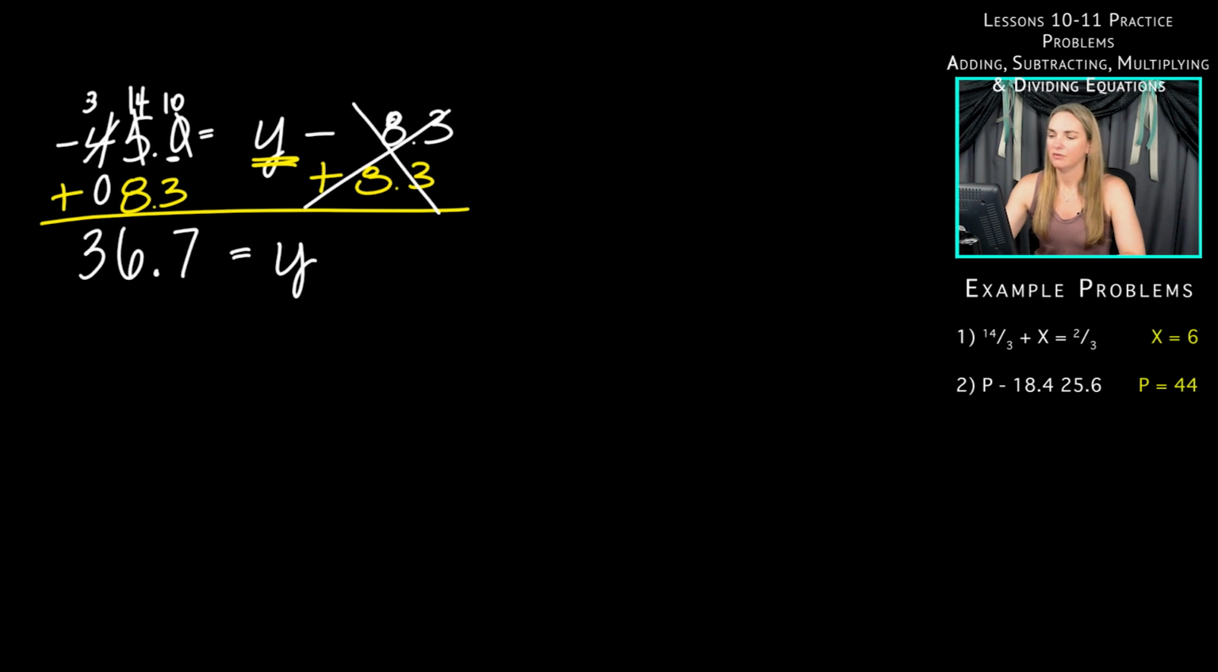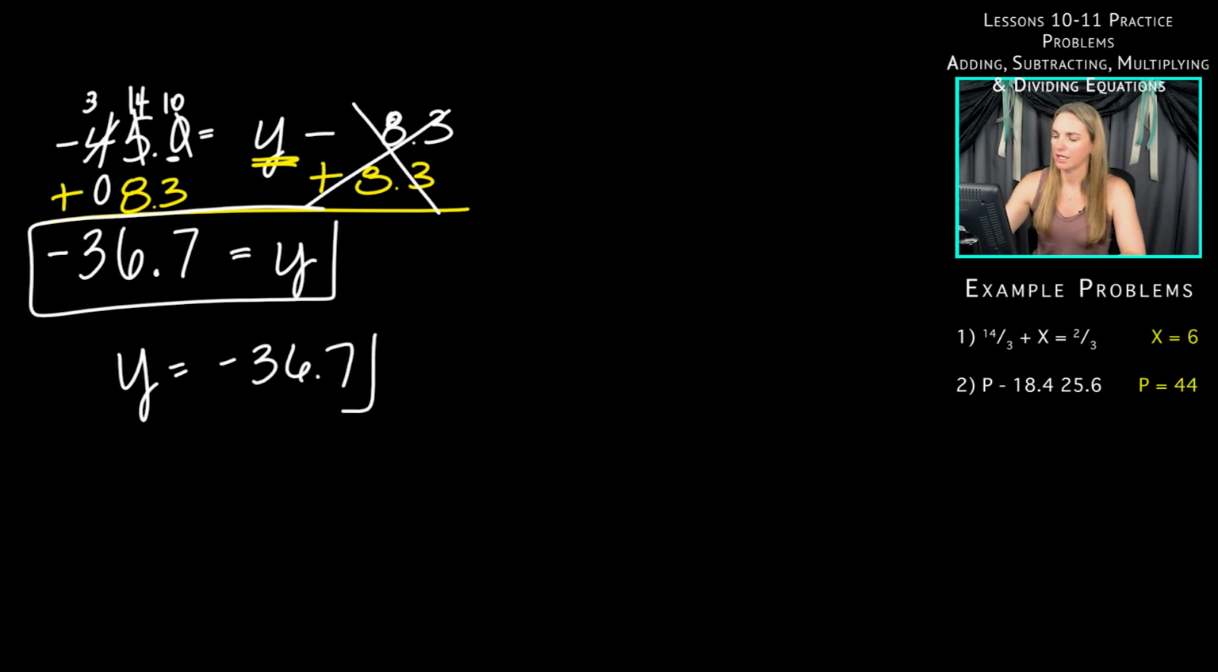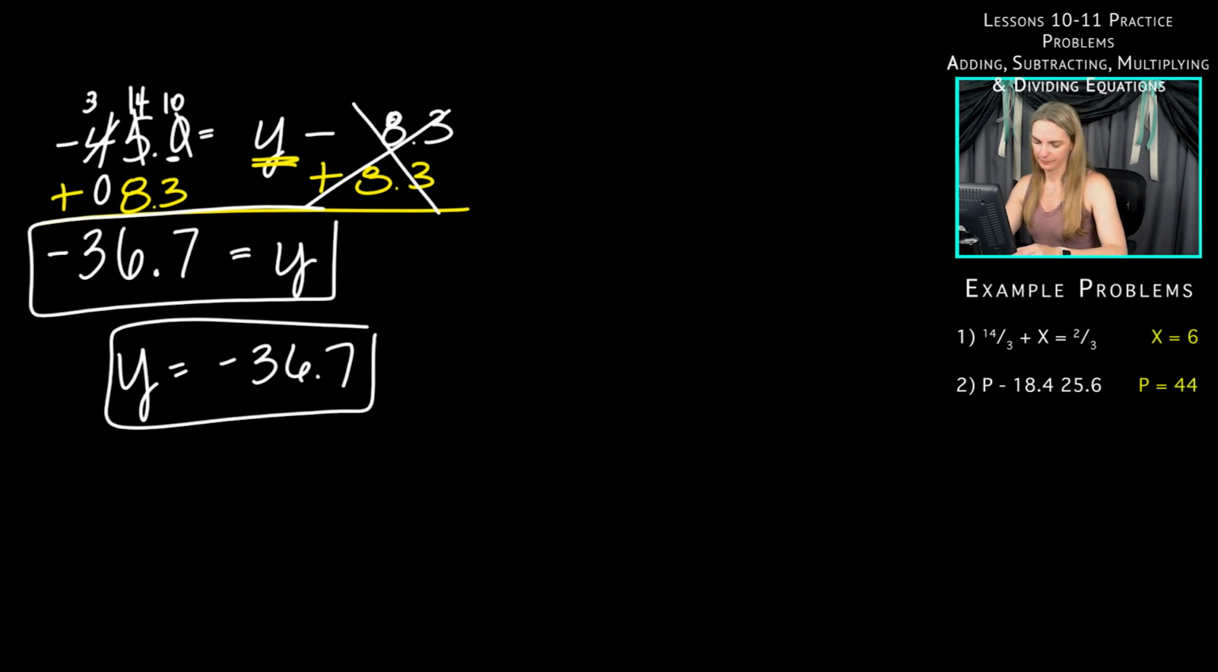Now I have a negative 45 and a positive 8.3. So 45 is definitely a larger number. My answer is going to be a negative 36.7. You can write it like this and leave it, or you can switch it and say y equals negative 36.7. It really doesn't matter. Both of these are the exact same answer, so it's really a matter of personal preference.